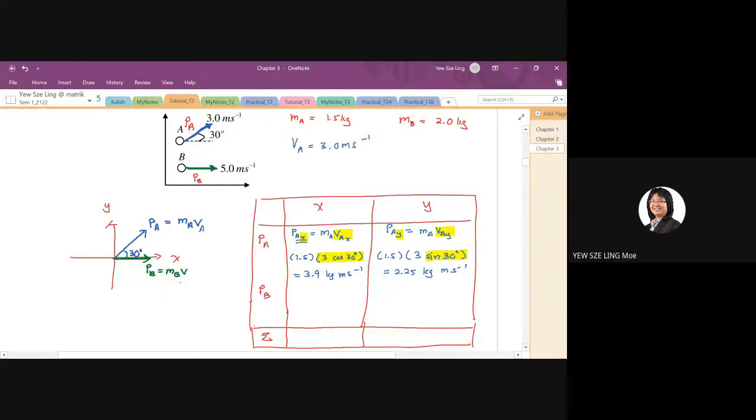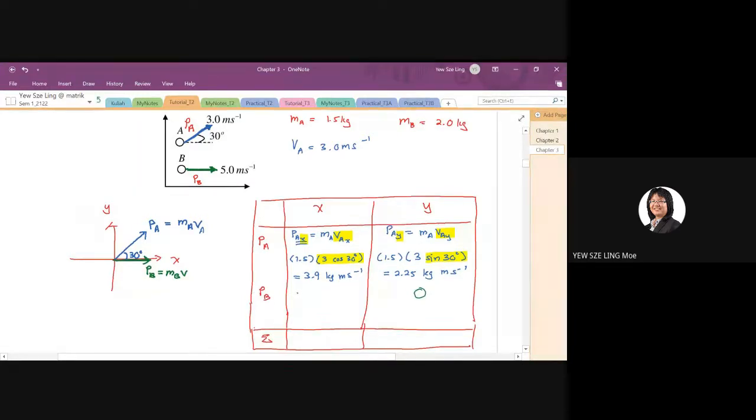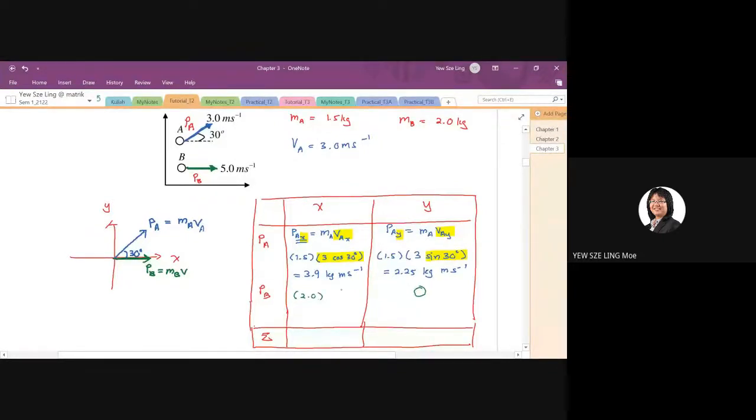Now PB, well, actually PB is easier. It's much easier compared to PA. PA, you need to resolve it because it's located between the X and Y components. When it comes to PB, if you look at the diagram, you don't have to resolve it. Why? Because it's lying on the X component. So straight away, the Y component is equal to 0. And then the X component is equal to 2 kg times the velocity, which is 5.